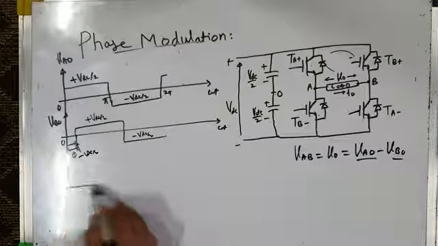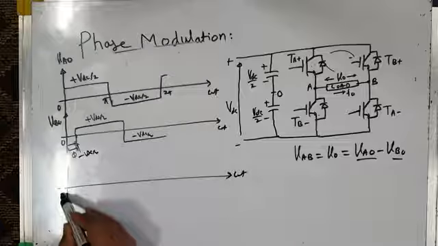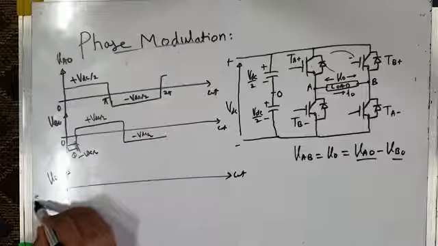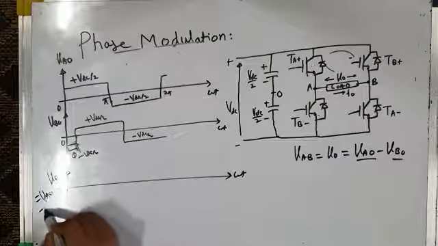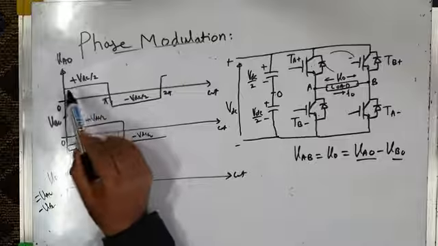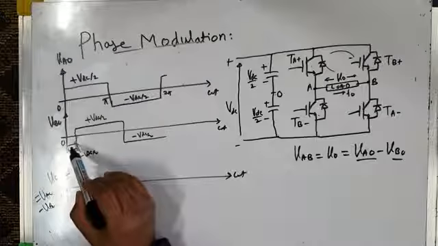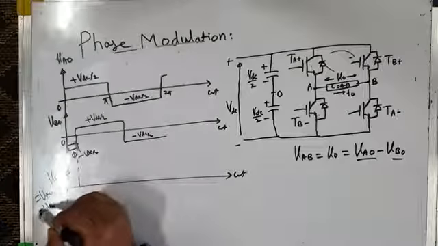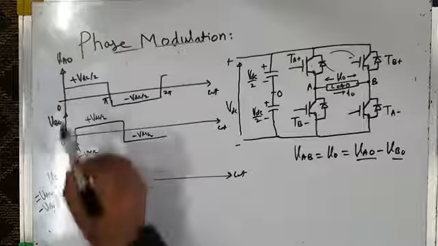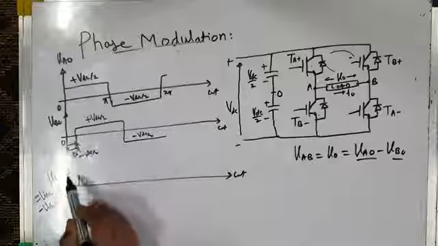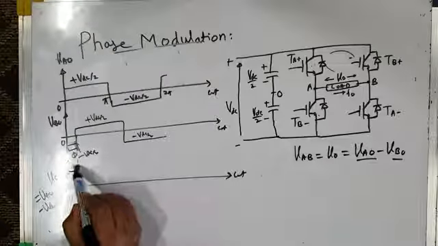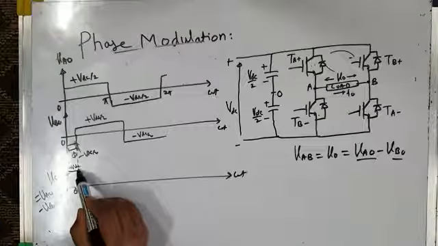Now you can see our load voltage will be something like this. VO will be equal to VAO minus VBO. So from 0 to phi, you can see VAO is plus VDC by 2, VBO is minus VDC by 2. So load voltage VO is equal to VAO minus VBO, plus VDC by 2 plus VDC by 2, that is plus VDC. So it is plus VDC from 0 to phi.